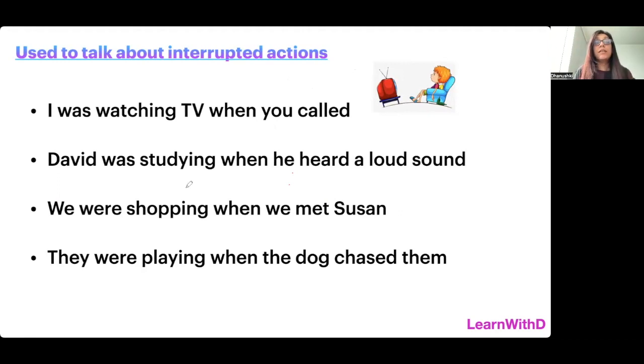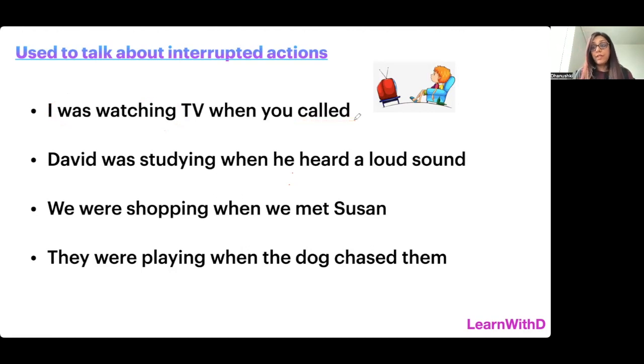So the two actions here, now let's not get confused. There are two actions happening here. One is I was watching TV, and the other one is you called. But what is important to remember is what action happened first. We know that watching TV is the action that happened first. So we use the past continuous on the action that happens first. So, I was watching TV when you called.